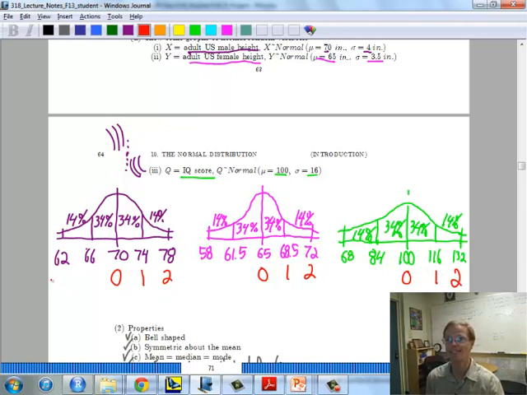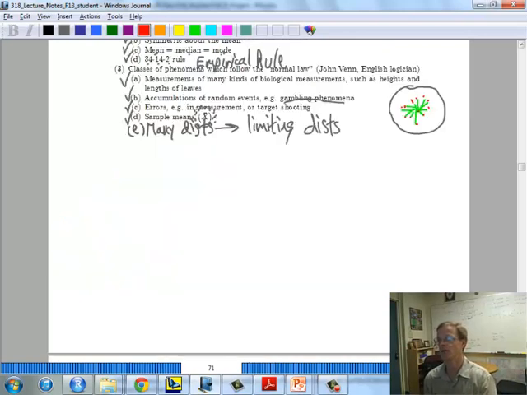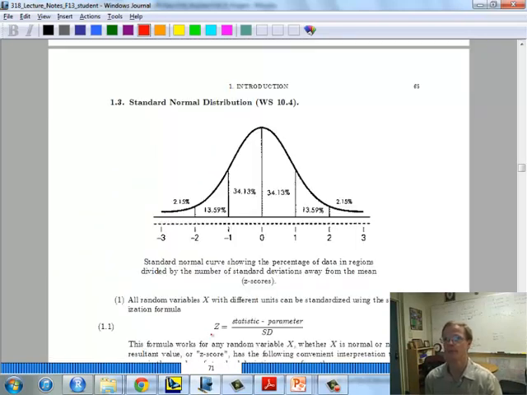This is the z-score, the z-axis. And it is standardized, so it's the same thing between each distribution. The probabilities are the same throughout. The shape is identical throughout. The only thing that's changing is the mean and the standard deviation. So we can standardize that using the following formula. Z-score equals statistic minus parameter divided by standard deviation.